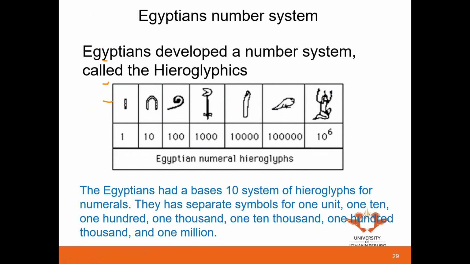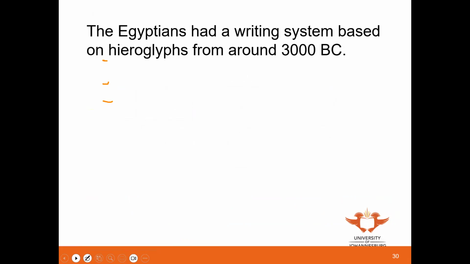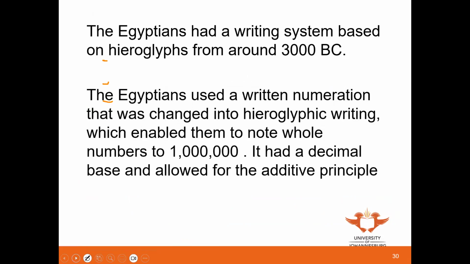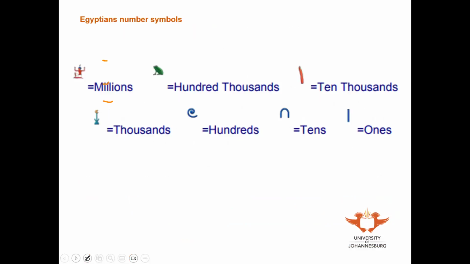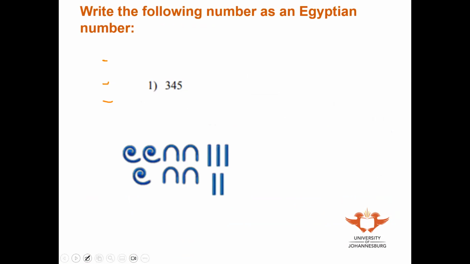Okay, and in that sense, you will understand that the numbers are represented a little bit differently in terms of the symbols that we have. So they used the written numeration that was changed into hieroglyphic writing, which enables them to note the whole numbers up until 1 million, as I said. So you can see those shapes that I mentioned. If you look at these numbers that I have here, 3, you can see that this is 300. I just have 3 spirals. The 40, I have the 4 Ns, which is the 4 tens, and then the 3 will be the I, which is the ones. Okay. And that's how this one works.